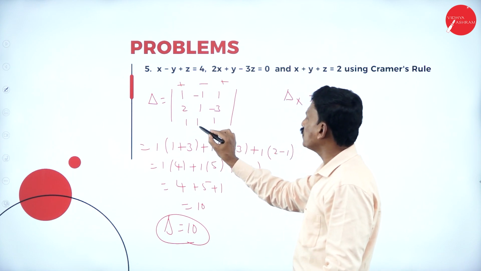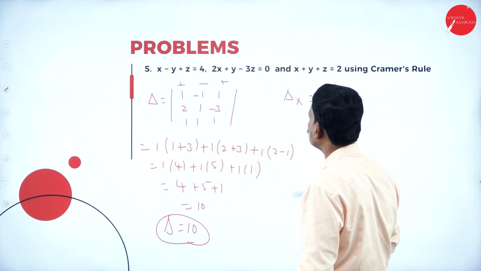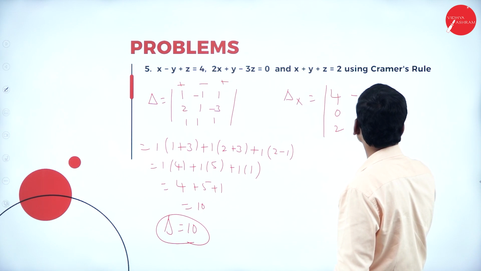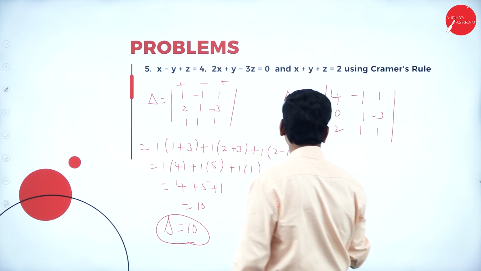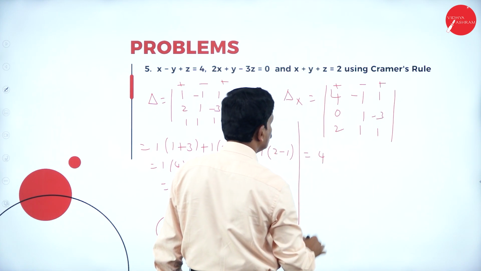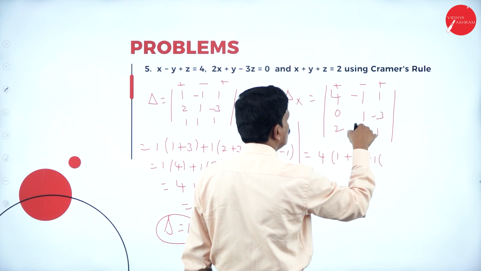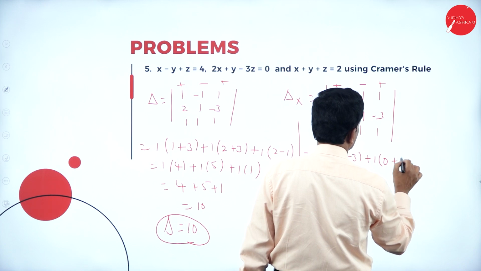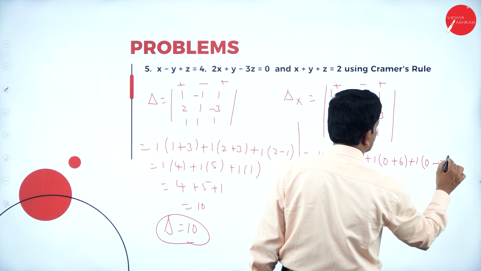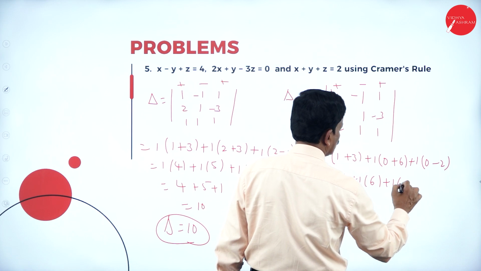So the first column 1 2 1 is replaced by the constant column 4, 0 and 2. Second column is minus 1, 1, 1 and the third column is 1, minus 3 and plus 1. Simplify this. So expand plus, minus and plus. This is equal to 4 into 1 ones are 1, minus into minus plus, minus into minus plus 1 into this row and column is gone. 0 minus into minus plus 6 plus 1 into this row and column is gone. 0 minus 2.